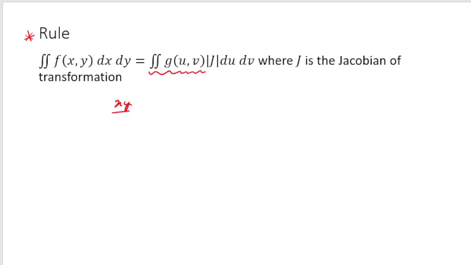So I will not take much time and I will start problem solving. The idea is that you have the original variables x and y, and then you change them to the new variables u and v. But when you change the variable, you multiply by the Jacobian of the transformation and you take the mod value of J. What is the Jacobian? That we have introduced in one of our previous videos.